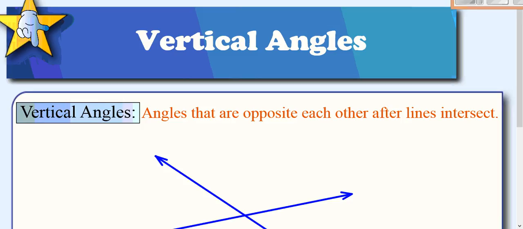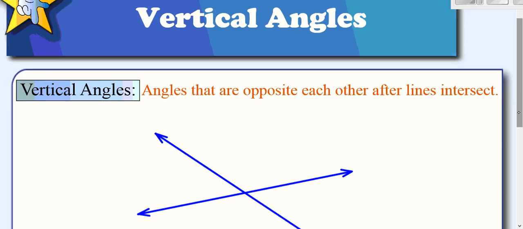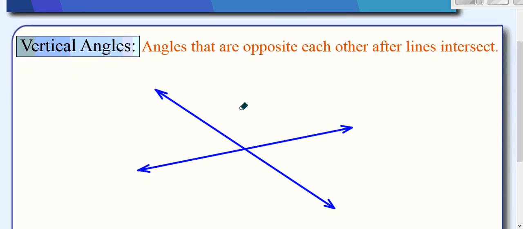So vertical angles. Vertical angles makes an X. That's kind of a quick way to look at it. Whenever you see an X between two lines, make an X, you've got vertical angles. So here's two lines that make an X. So that means we've got vertical angles there.